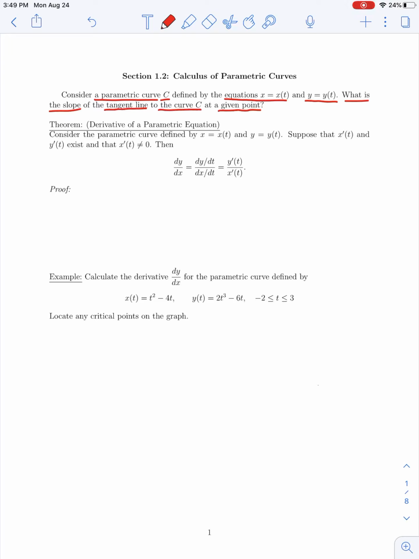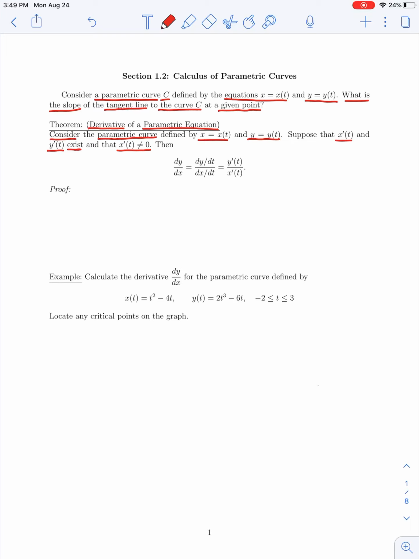So the answer to that question is given by the following theorem. This gives us a formula for the derivative of a parametric curve, or derivative of parametric equations. Let's consider the following. Suppose that we have the parametric curve defined by the equations x of t and y of t, and let us suppose that both x prime and y prime of t exist, and that the derivative x prime of t is non-zero.